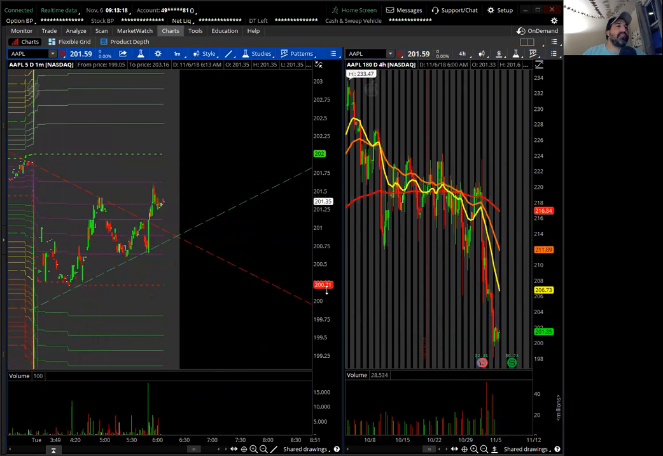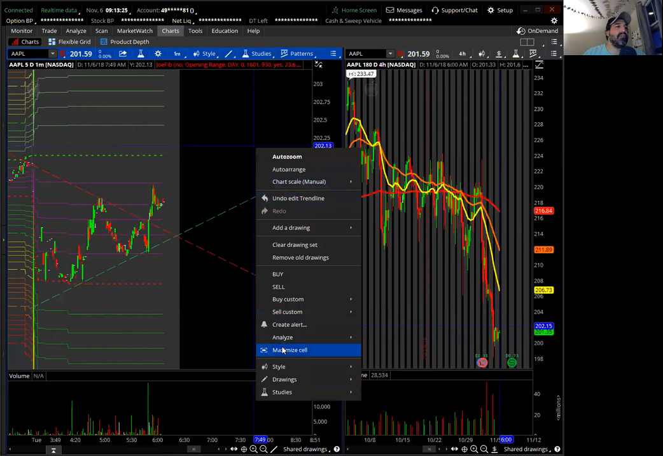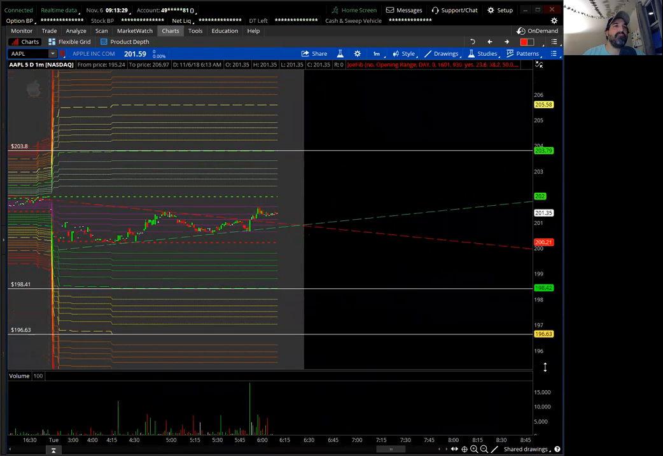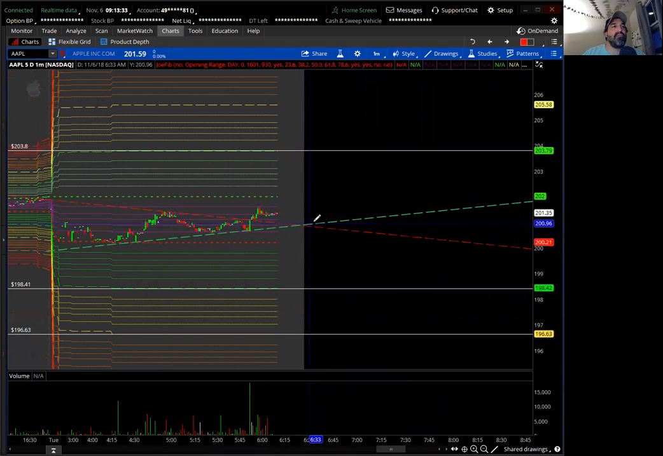Kind of the consensus, it's not done yet. So what I was looking at, you know what? I don't even need to look at the 4 hour on that. I'll show you just on the 1 minute. If we can break and hold above this support line, we'll see it jump on up to possibly 203 and some change, 80 or so. But if not, maybe it'll test the pre-market high.